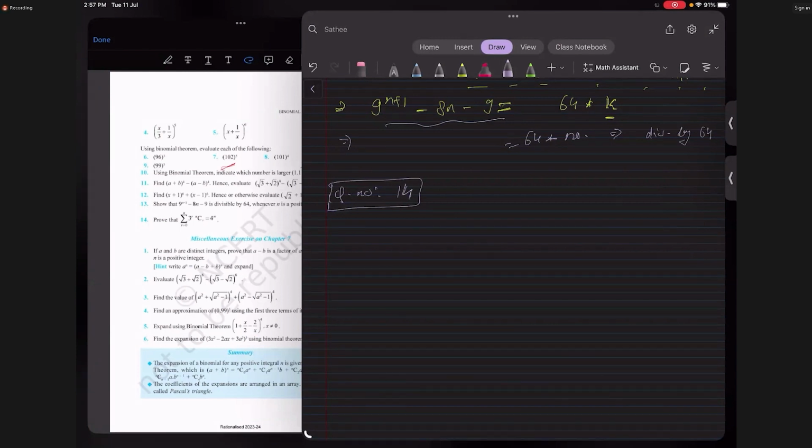Then it is given that you have to prove that the summation, r equal to 0 to n, of 3 to the power r times n c r is equal to 4 to the power n. So this is nothing but the reverse binomial formula. If you see this expansion, it should be 1 plus n c 1 into 3 plus n c 2 into 3 square, and so on till n c n into 3 to the power n. And this is nothing but 1 plus 3 to the power n, so this should be equal to 4 to the power n.